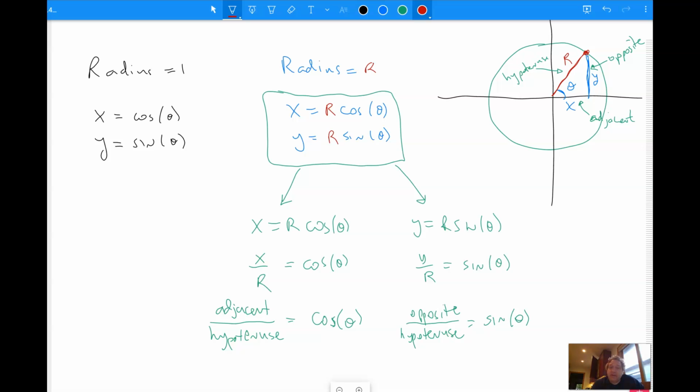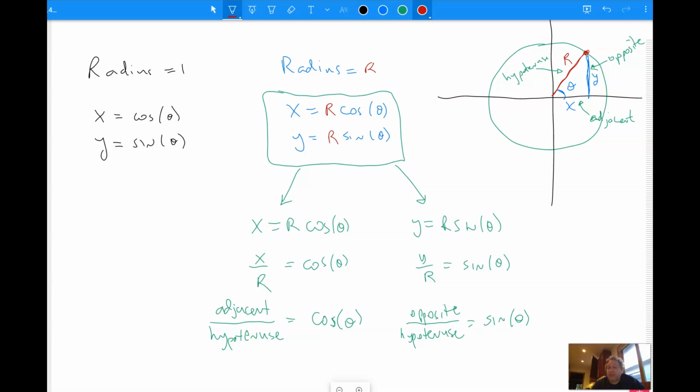In chapter 5, we defined all the trigonometric functions in terms of a unit circle, a circle with radius 1, and we had x was equal to the cosine of an angle and y was equal to the sine of an angle, etc. Chapter 6 talks about circles of any radius. So the radius doesn't have to be 1. We call the radius r.